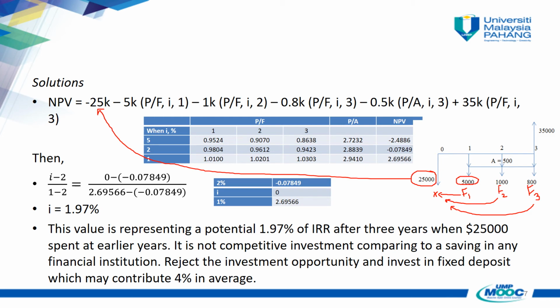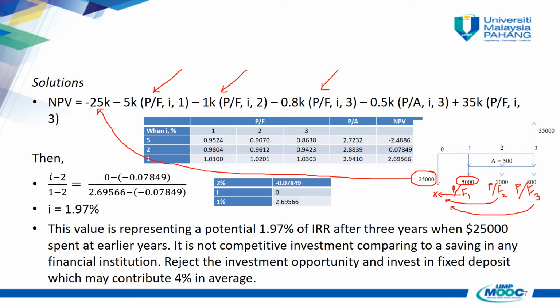So according to our NPV, all of this will be developed as 5,000 multiplied by finding P when we know the F1, and then minus 1,000 multiplied by finding P when we know the F2, and again minus 0.8 thousand multiplied by finding P when we know the F3.